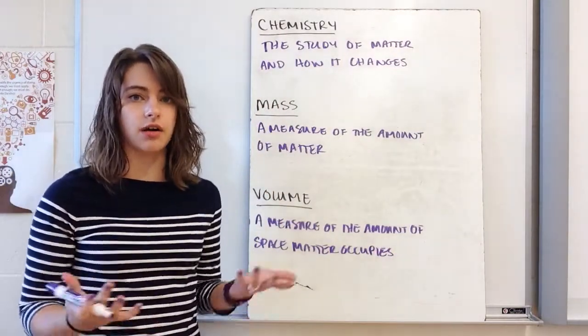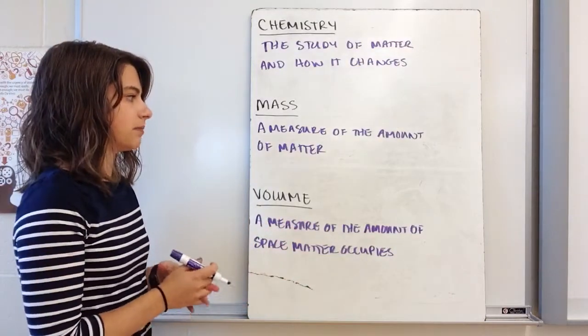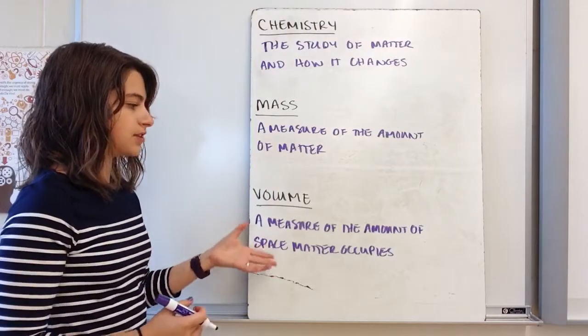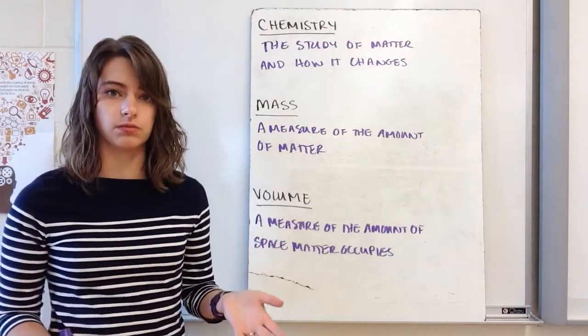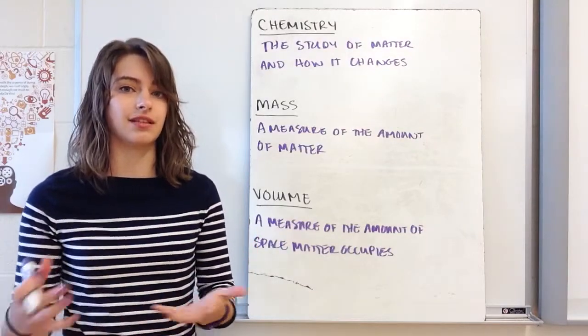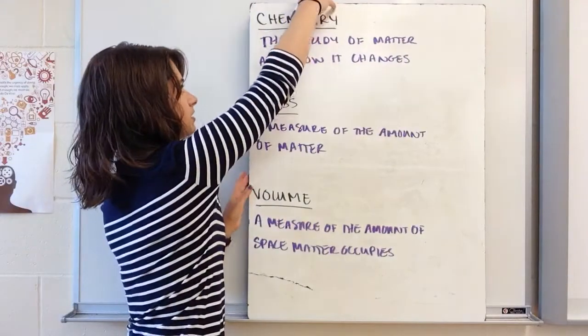So both of these are measuring matter. Chemistry is the study of matter. These are two ways that we can measure matter. It's either the amount, which is mass, or how much space it takes up, which is volume. So mass is the amount of matter. Volume is the amount of space the matter takes up. So let's look at our units for measuring these things.